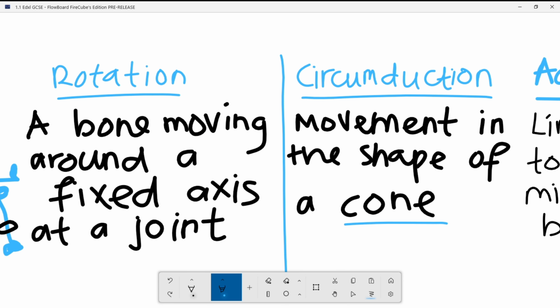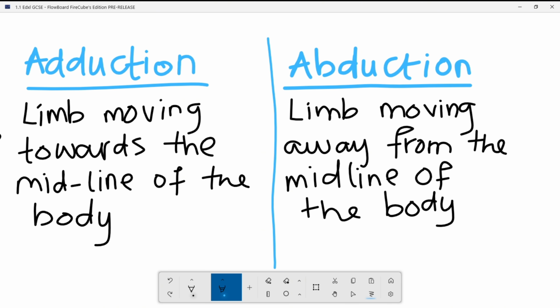Rotation is when a bone moves around a fixed axis at a joint. Circumduction, we've also spoken about, is when there's a movement in the shape of a cone at a joint. Adduction is when the limb moves towards the midline of the body. Meanwhile, abduction is when a limb moves away from the midline of the body.